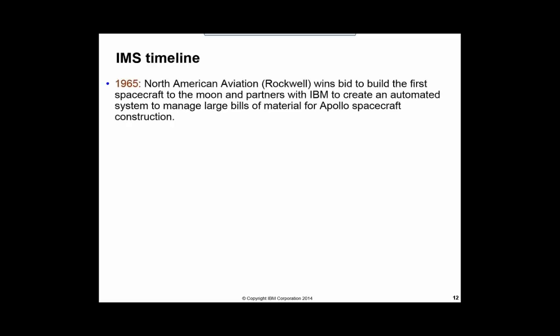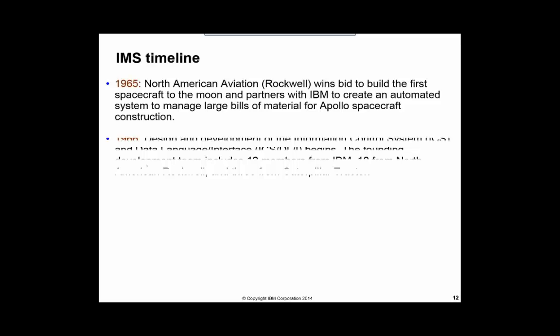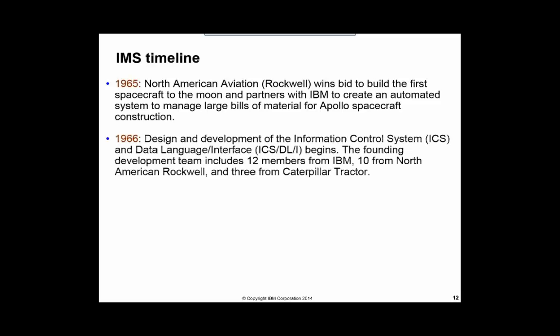And so in 1965, this company called North American Aviation, which would later become Rockwell International, won the bid to build the spacecraft to send the man to the moon. And they partnered with IBM to create an automated system to manage the parts of the spacecraft, to manage the large bill of materials for what was known as the Apollo spacecraft construction. And so in 1966, the design and development of this computer system began.